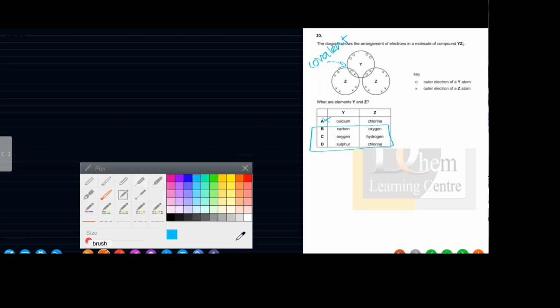You can see you have YZ2, right? And this is covalent. This is covalent, right? And this is covalent. So you can't choose a metal and non-metal, right? So this is out, and we have to take this. So this is one of the hardest questions we have.